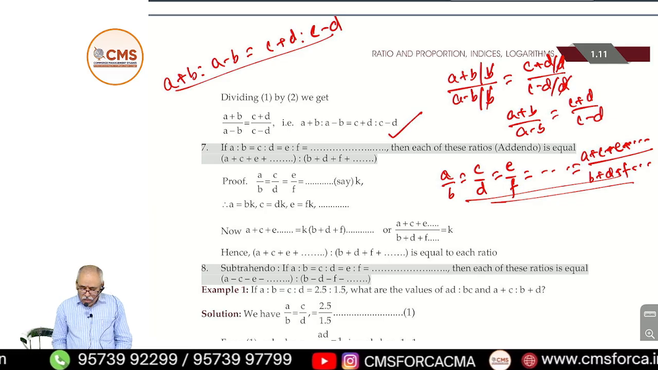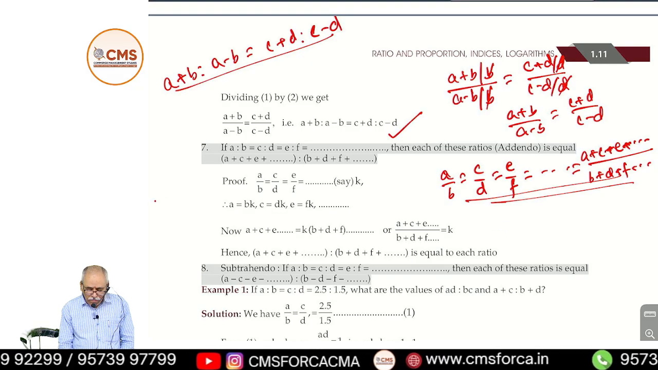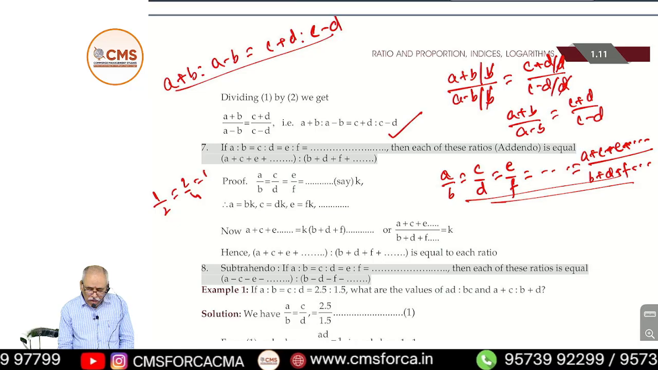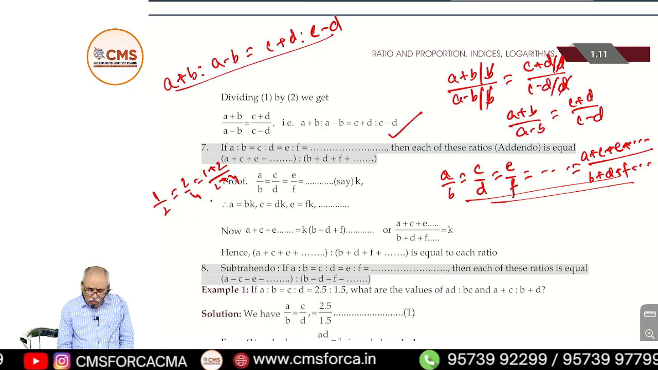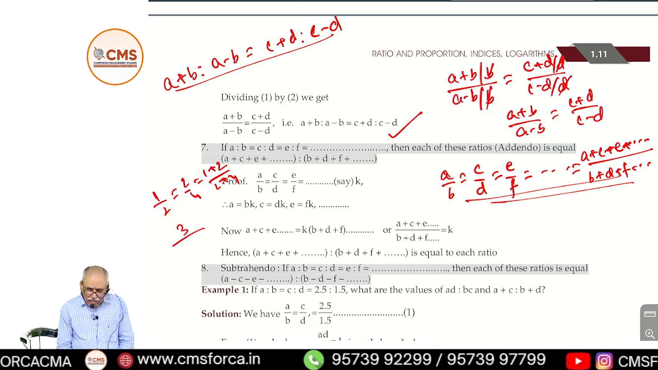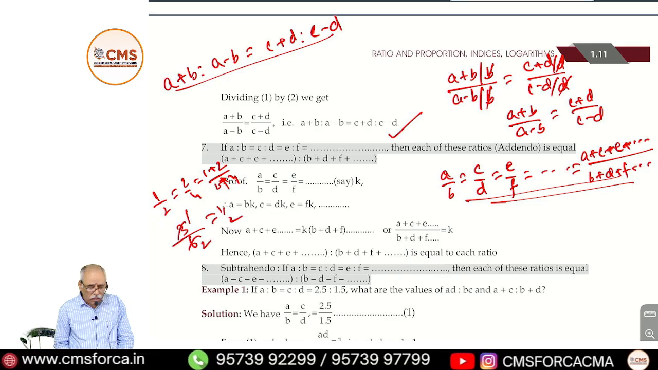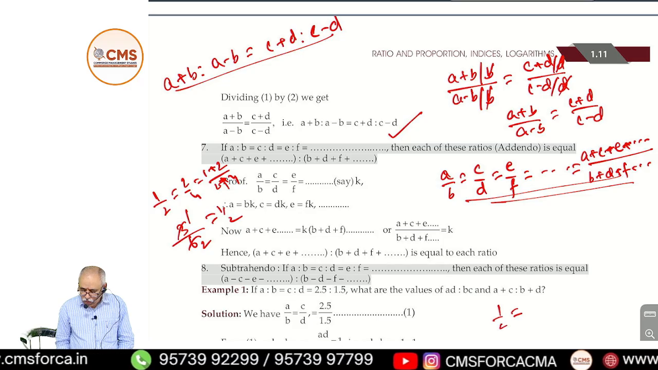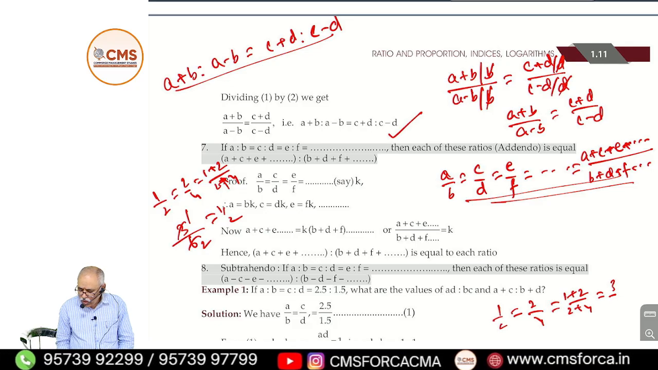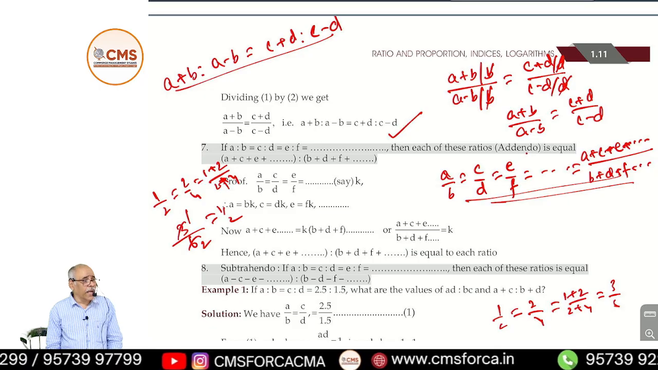Simply, proof is not required, just remember it. Let me give one example. 1 by 2 equal to 2 by 4. Is it equal to 1 plus 2 by 2 plus 4? 1 plus 2 is 3, 2 plus 4 is 6. 3 by 6 is also equal to 1 by 2. So we can write 1 by 2 equal to 2 by 4 equal to 1 plus 2 by 2 plus 4, which is equal to 3 by 6. So this is the application of addendo.